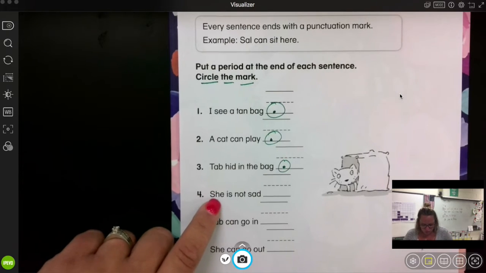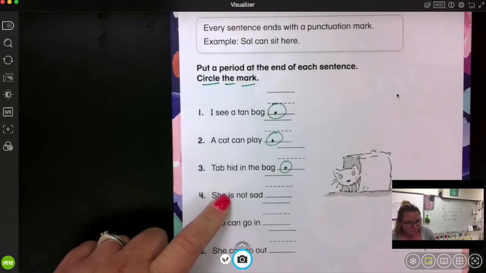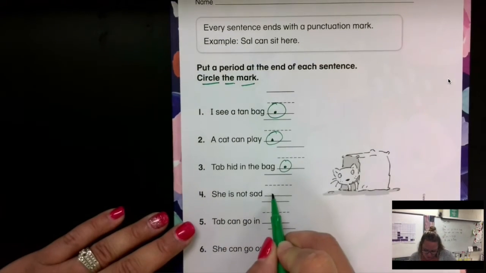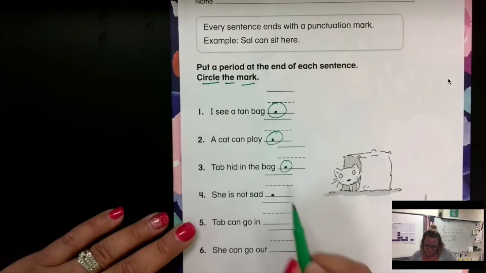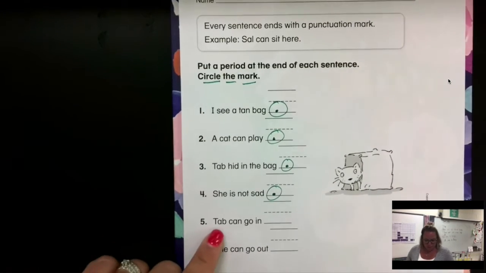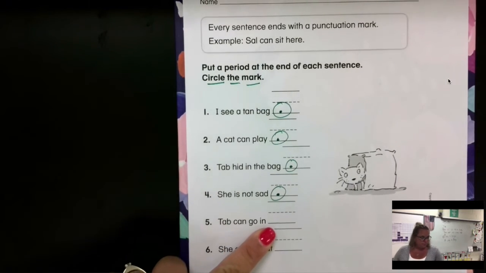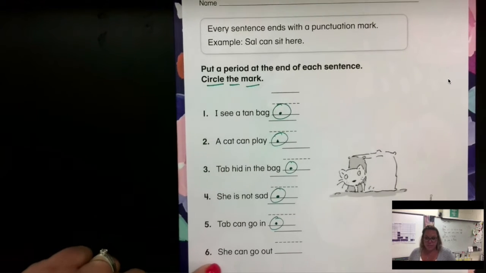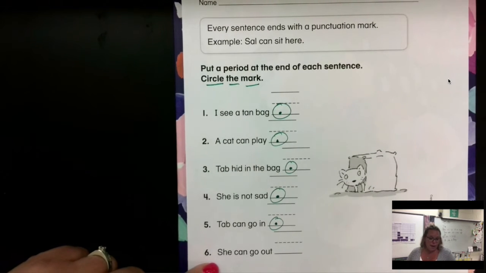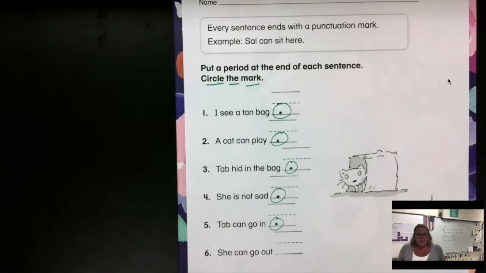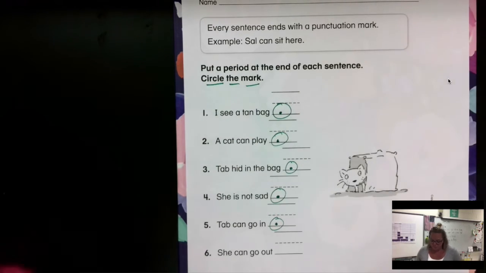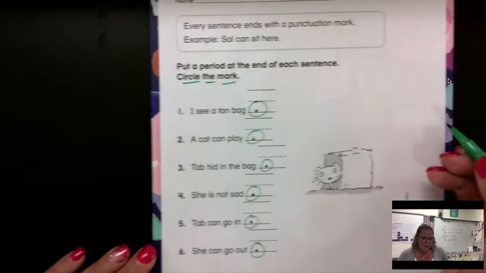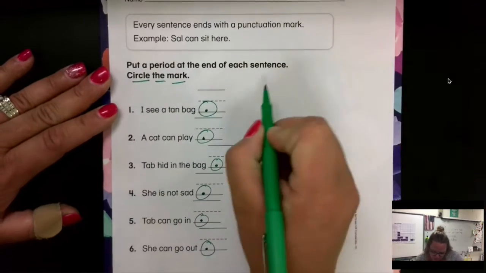Number 4, she is not sad. What goes at the end of that sentence? She is not sad. A period. What else do we need to do? Circle it. Number 5, Tab can go in. You're right, a period. And number 6, she can go out. She can go out. That's just a statement. So what does it need at the end? A period. And circle it.